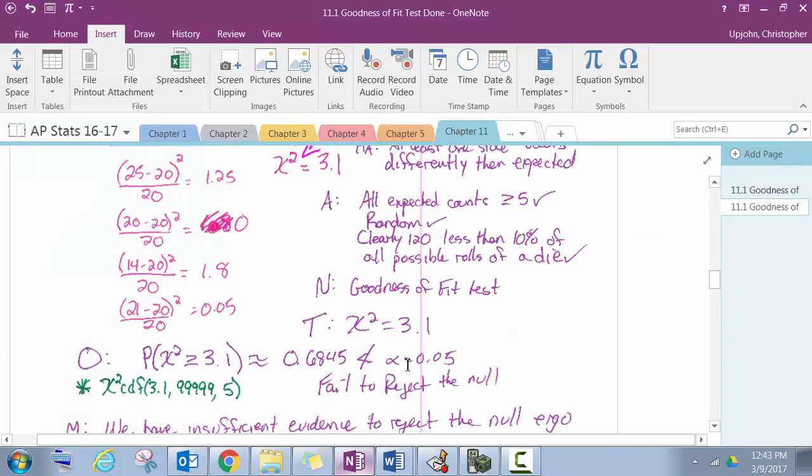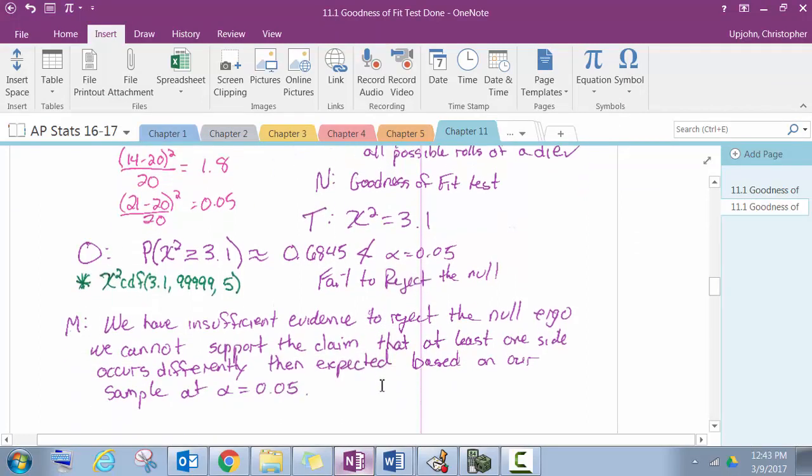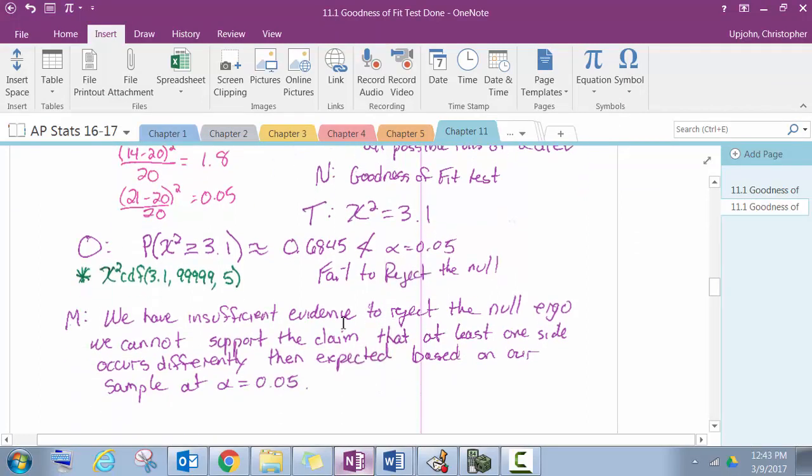0.6845. So that is not less than our alpha, so we fail to reject. So we have insufficient evidence to reject the null, ergo, it's the same as what we've been doing. We cannot support the claim that at least one side occurs differently than expected based on our sample at alpha equals 0.05. Or you could say we cannot support the claim that the die is unfair, because that's what this is saying in other words.